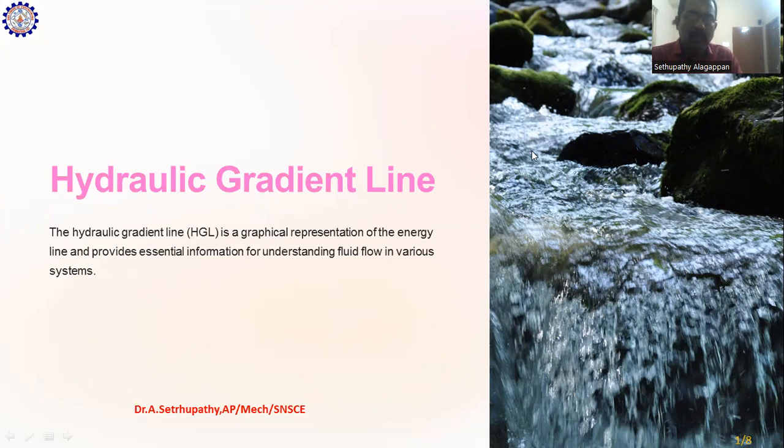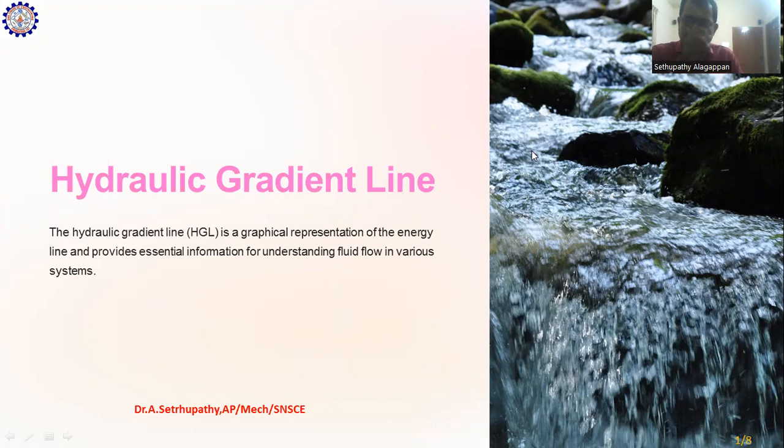Today we will discuss the hydraulic gradient line. This topic is contained in fluid mechanics, in fluid flow through pipes and circular conduits. The hydraulic gradient line is the graphical representation of the pressure or energy line and provides essential information for understanding fluid flow in various systems.